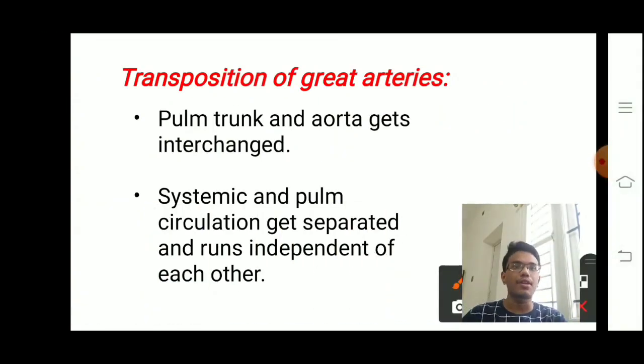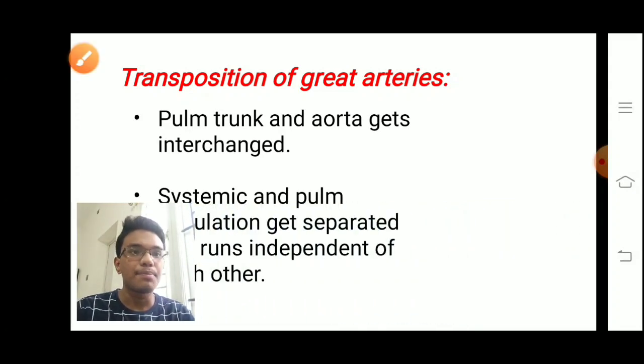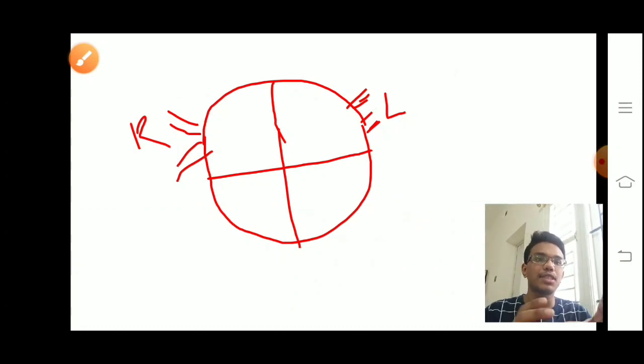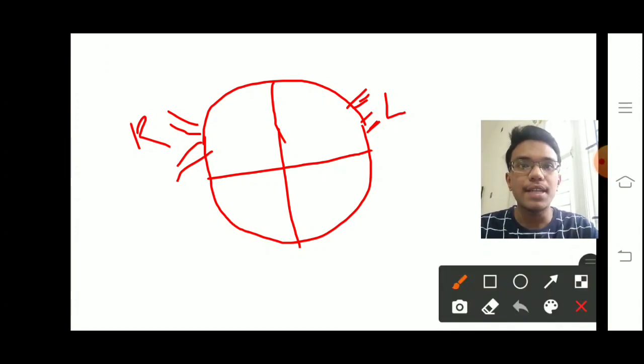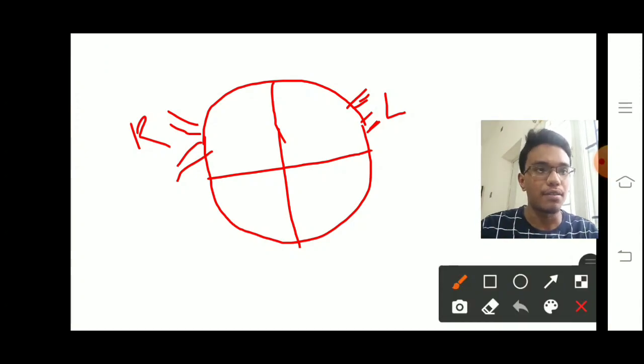So, transposition of great arteries. What is the pathophysiology behind this? Let me explain you in a simple diagram. So, suppose consider this as the heart. We have 4 chambers and we have the left side, right side. Now, what is the defect in transposition of great arteries?